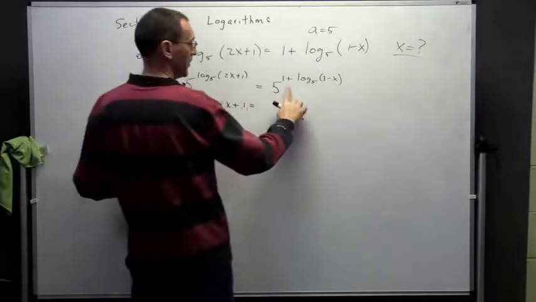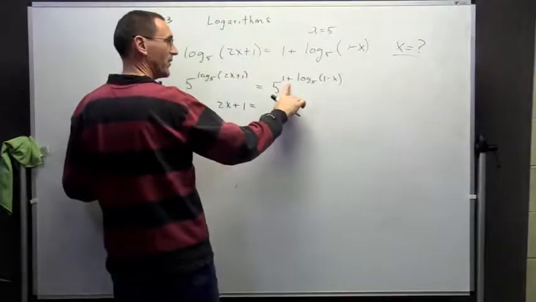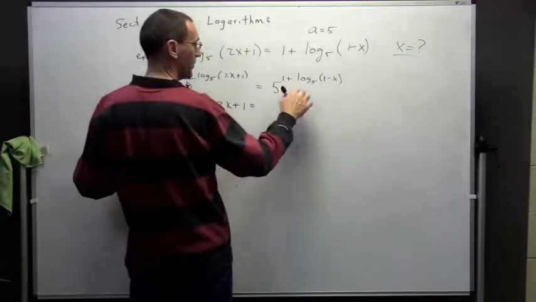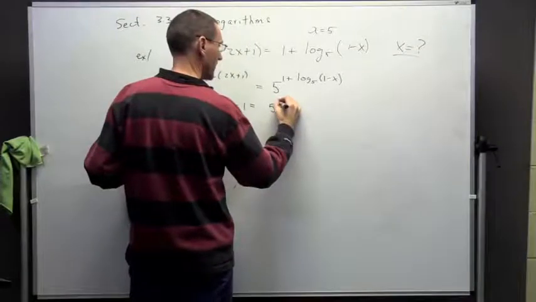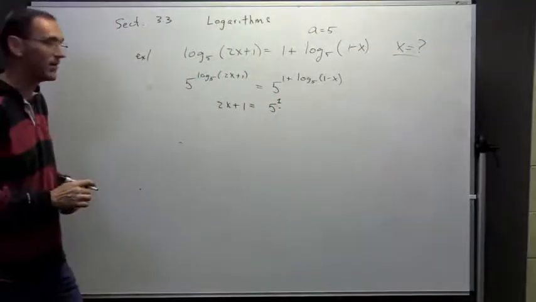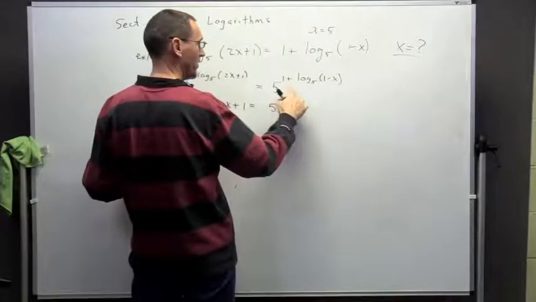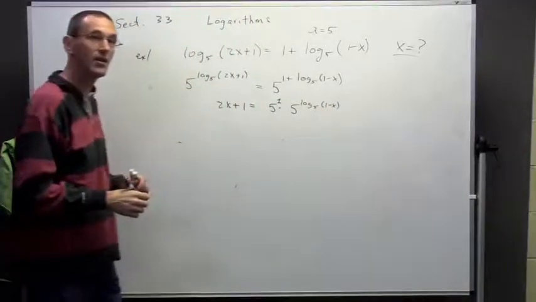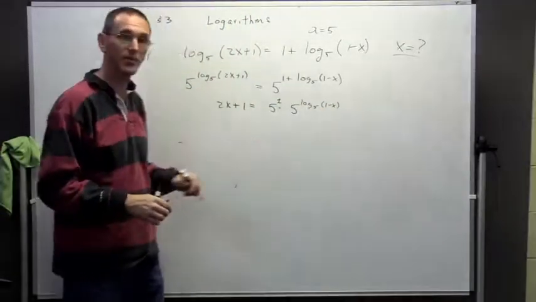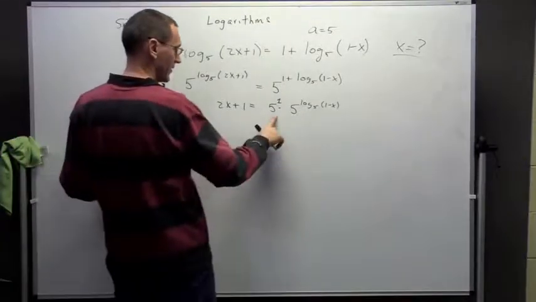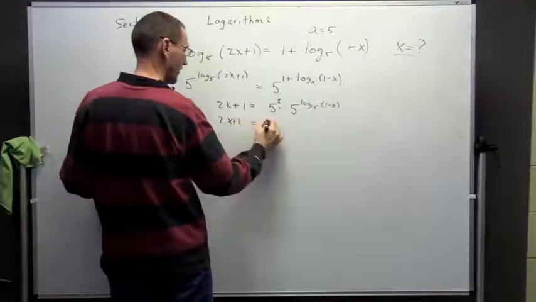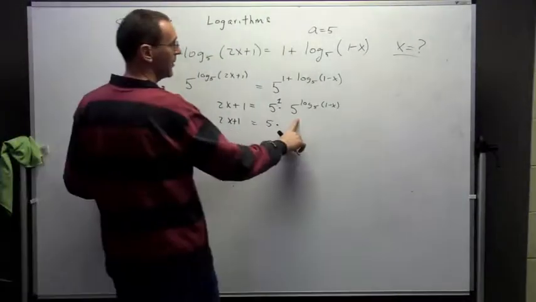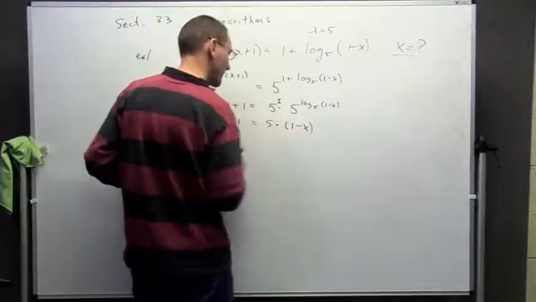Now, this is not so simple. I'm not composing the inverse because this function 1 plus log base 5 is not the inverse of the exponential. So I have to use properties of exponentials to try to change the way this looks. So I can think of this as 5 to the 1 times 5 to the log base 5 of 1 minus x, right? Because when we multiply, we add exponents when we have the same base. This I can now handle. So let me bring this down. This is 5. This now is 5 raised to the log base 5. Now I'm composing my inverses. So I can do that.